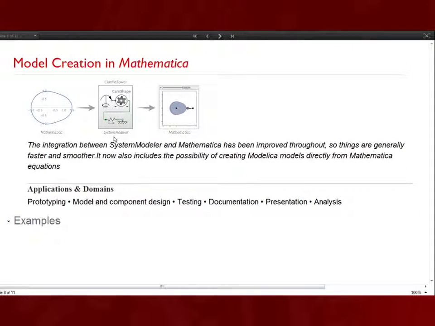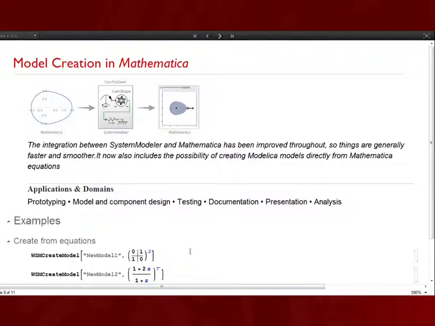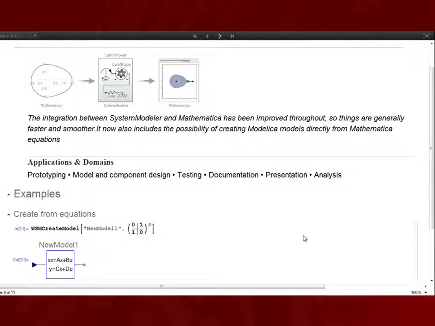In many cases, perhaps you are a avid Mathematica, Wolfram language programmer. Then perhaps you want to do it in the Wolfram language instead and not have to care about Modelica. Then you can do that from version 4. So you can create models from equations. Like, for instance, in this case, I create a model called new model 1, and then a new model 2, and so on. So if I create new model 1 here, we can see it says, okay, we took this state space equation, and it stores it in new model 1.